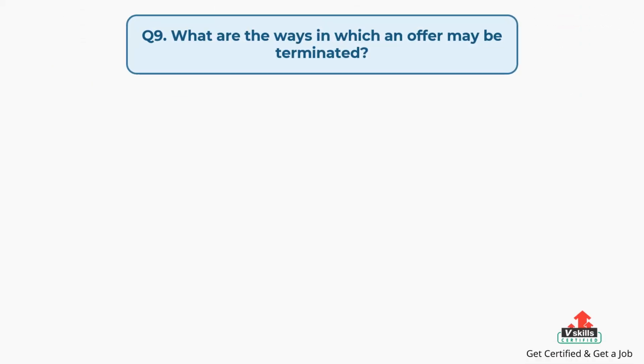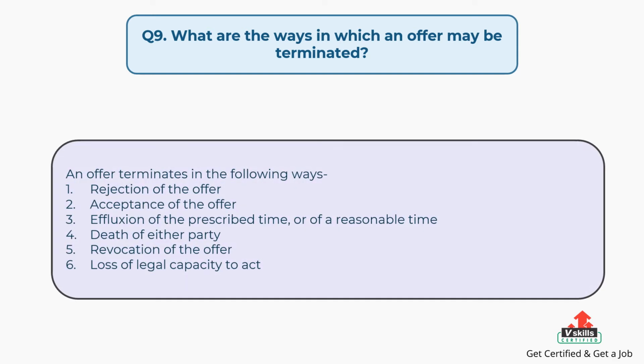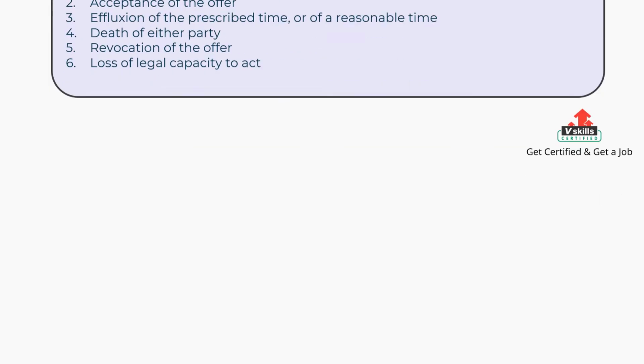Question number 9. What are the ways in which an offer may be terminated? The answer is, an offer terminates in the following ways. Rejection of the offer. Acceptance of the offer. Effluxion of the prescribed time, or of a reasonable time. Death of either party. Revocation of the offer. Loss of legal capacity to act.